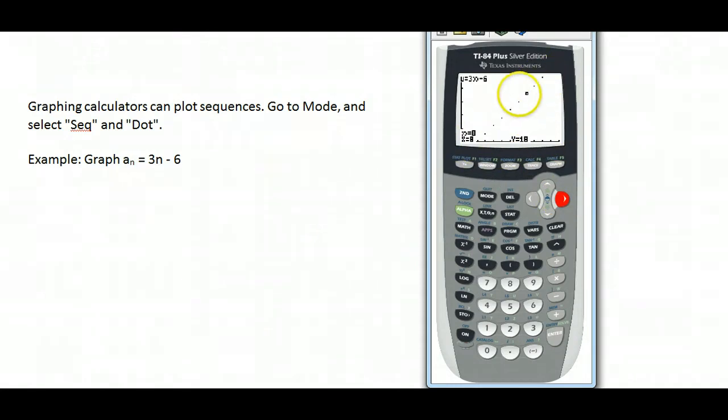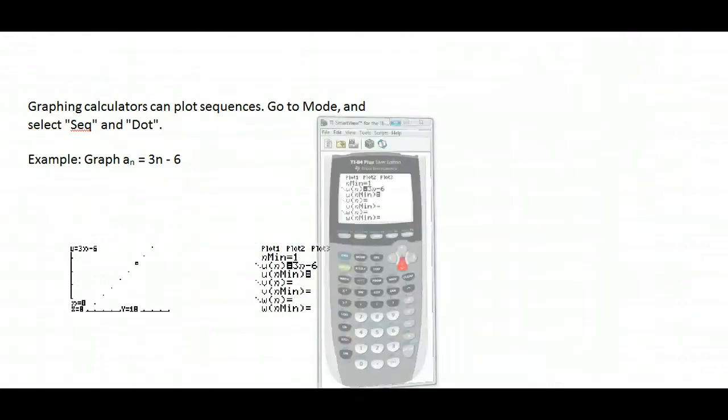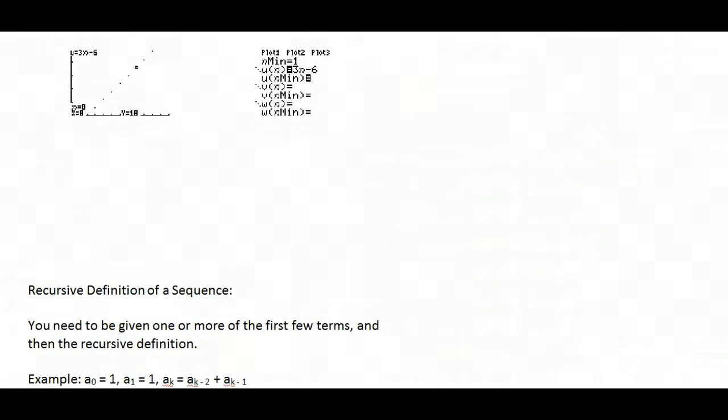Now these dots are not connected because remember that our domain is integers, no fractions. So they're discrete points. So I'll grab that and put that down here for us. And I'll go ahead and put our y equals screen in there. Okay, so you can use your graphing calculator to plot sequences.